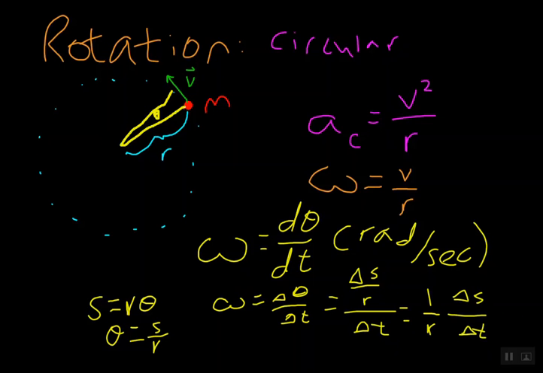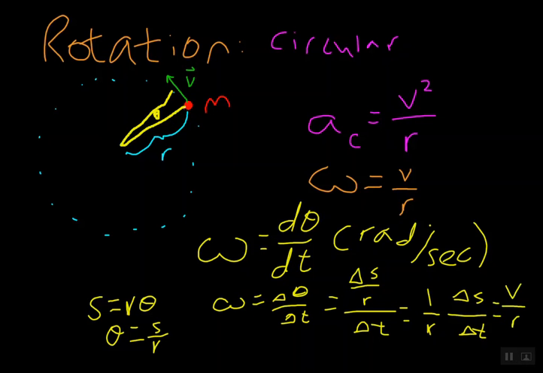And delta S over delta t, well, what is that? Delta S is the amount of an arc, the arc length it's moving. It is actually the distance it's moving with respect to time. Well, this is velocity, right? So this is equal to v over r.